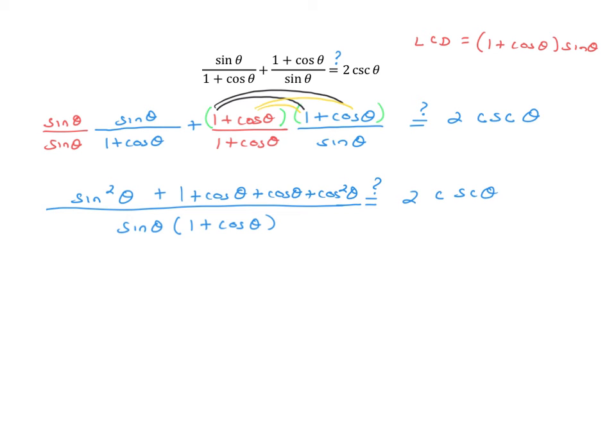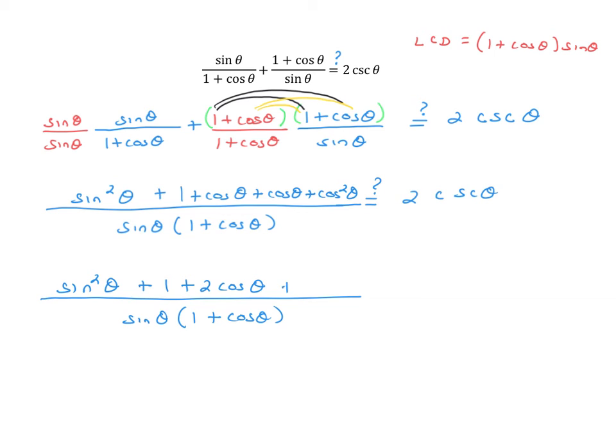Well, there's some simplifying that we can do. Let's combine some like terms and go from there. So on the left, again, we have this denominator of sine theta times 1 plus cosine theta. And in the numerator, I have sine squared of theta. I have 1. I have 2 cosine thetas, and then a cosine squared of theta, like that. Is that equal to 2 cosecant of theta?